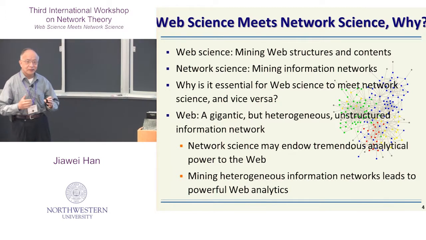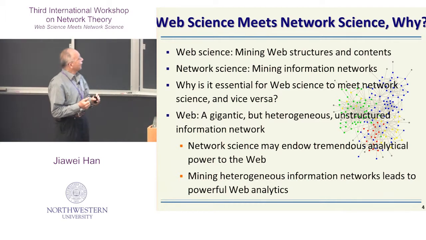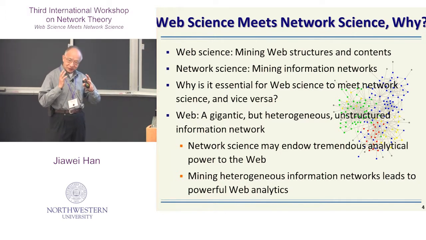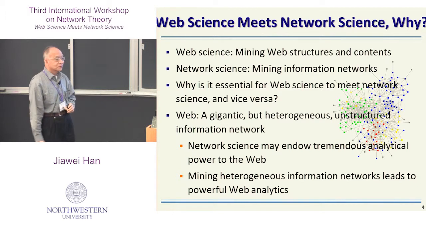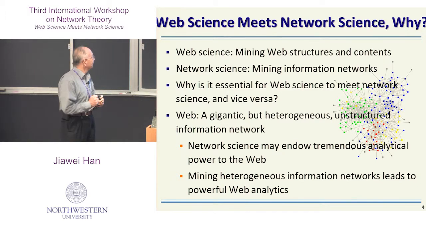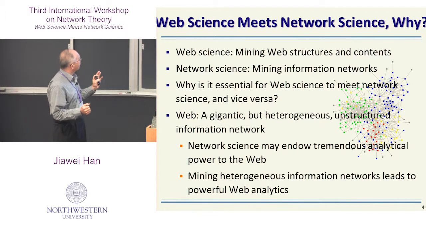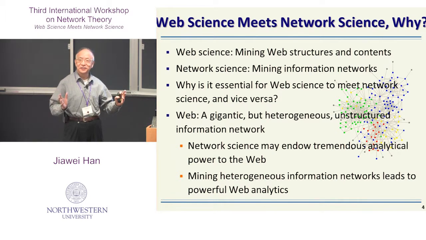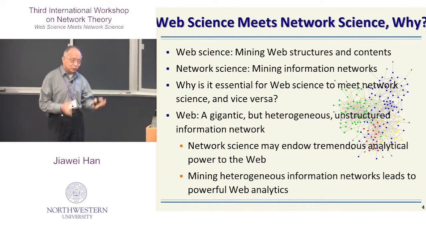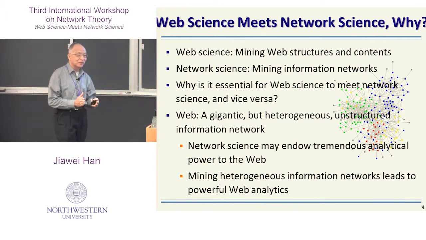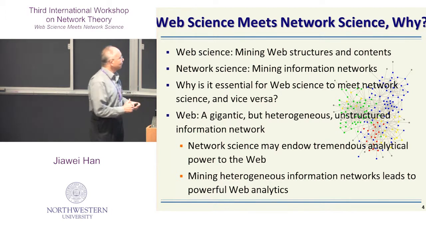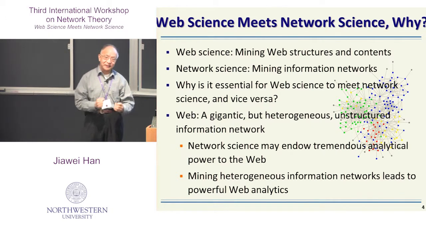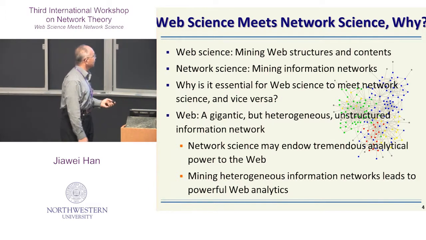The first thing is, from the data miner's point of view, web science is mining web structures and web contents. And from the network science point of view, we are mining information networks. But why should these two things get together? The first thing most people can probably realize is that the web itself is a gigantic, heterogeneous, unstructured, but huge information network. Then if we do network science in a nice way, we can probably mine this web in a nice way. Then, using heterogeneous information network analysis, we can enhance the power of web analytics. So that's the general philosophy.